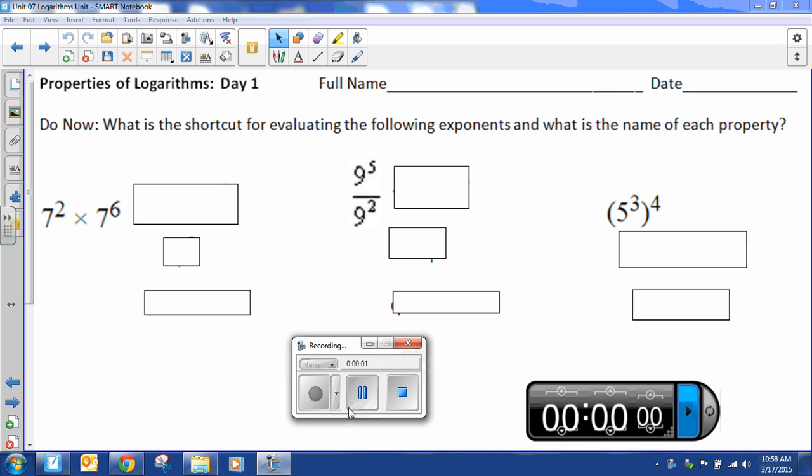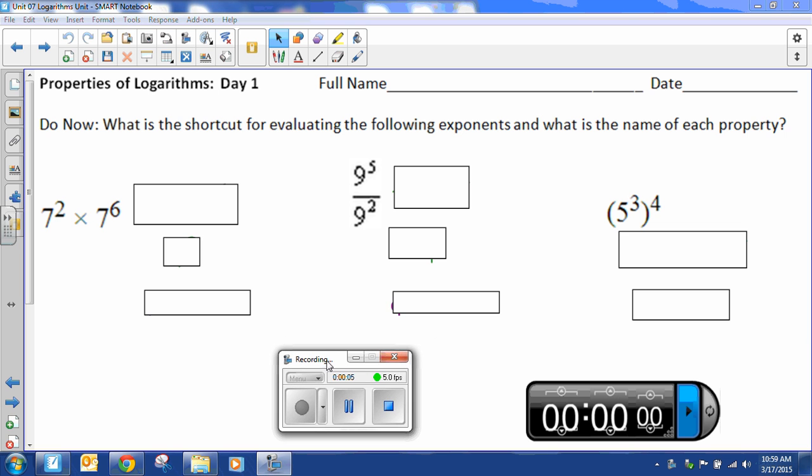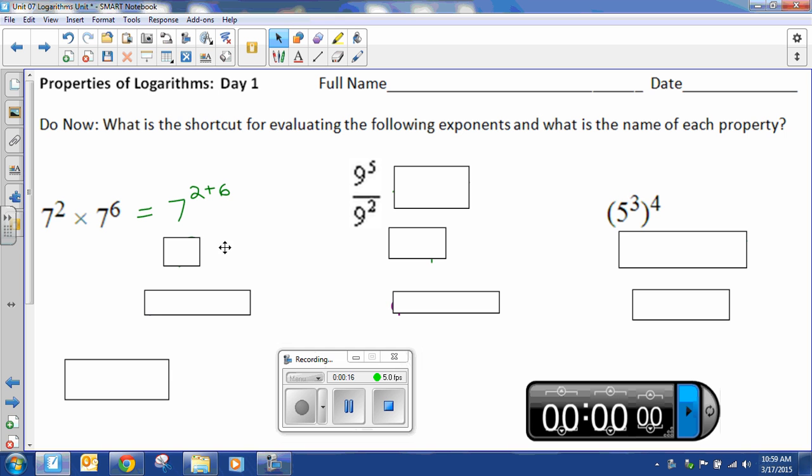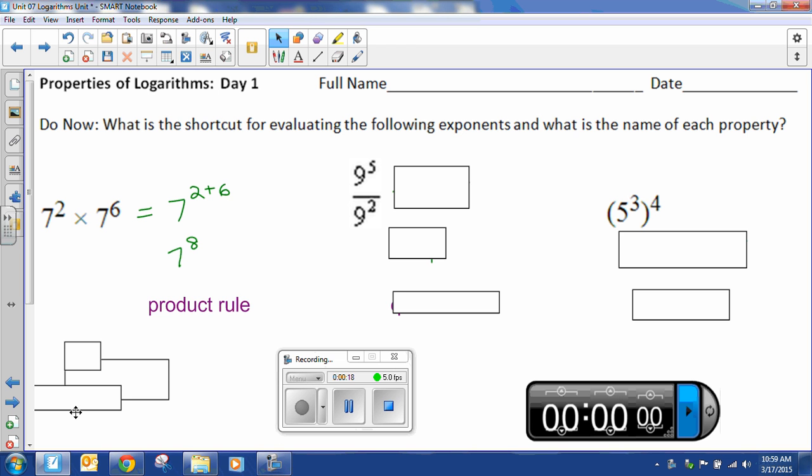In today's lesson, we're going to learn about the properties of logarithms. And to get us warmed up, we're going to go back and look at some properties of exponents. As you recall, when you have, for example, 7 squared times 7 to the 6th power, you actually add the powers, giving you 7 to the 8th power. All right? It's the product rule.